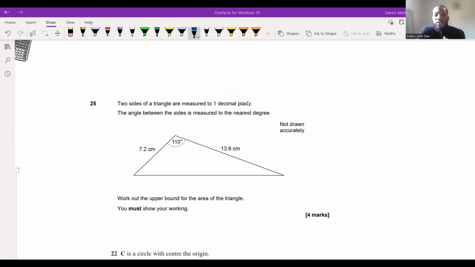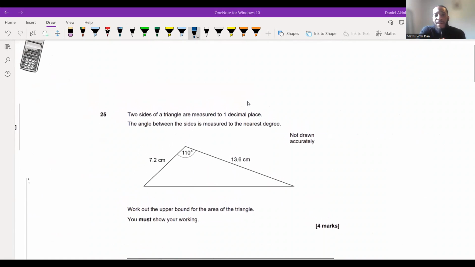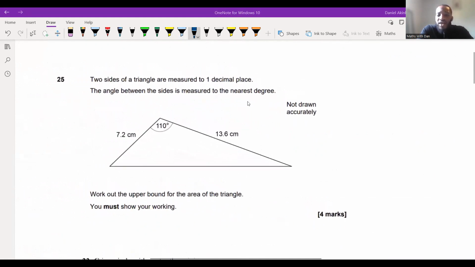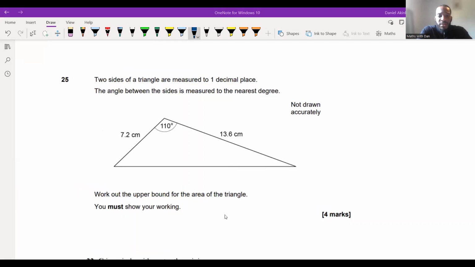Now, remember, we've got paper 2 coming up. We know that bounds is for sure going to come up either paper 2 or paper 3. So have a go at this one, see how you get on, and then we'll go through it together in about 4 or 5 minutes. Yeah?